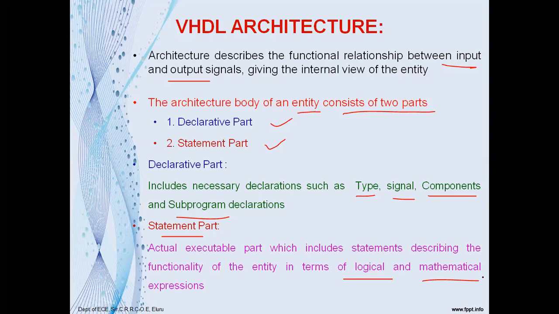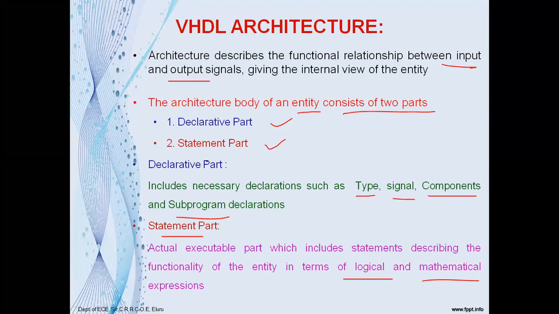So the architecture body of a VHDL consists of two parts: the declarative part and the statement part. The declarative part declares the type, signal, components, and subprogram declarations. The type of the signal can be declared, components can be declared, functions can be declared, and procedures can be declared, which are all necessary to build a digital circuit in VHDL.